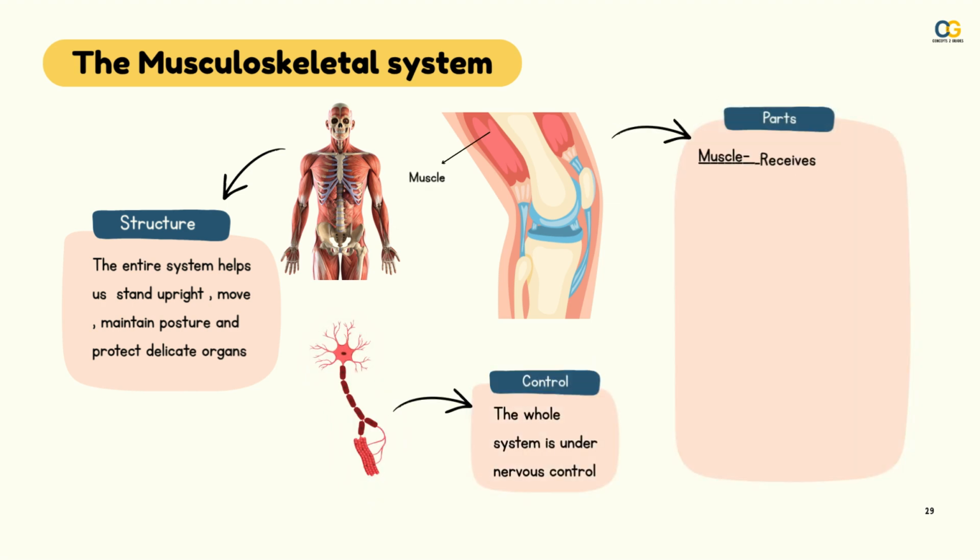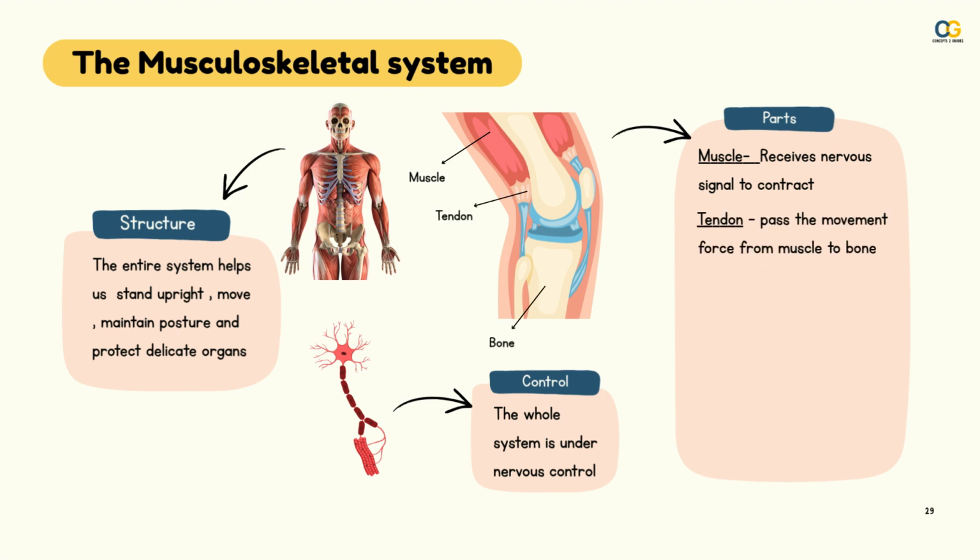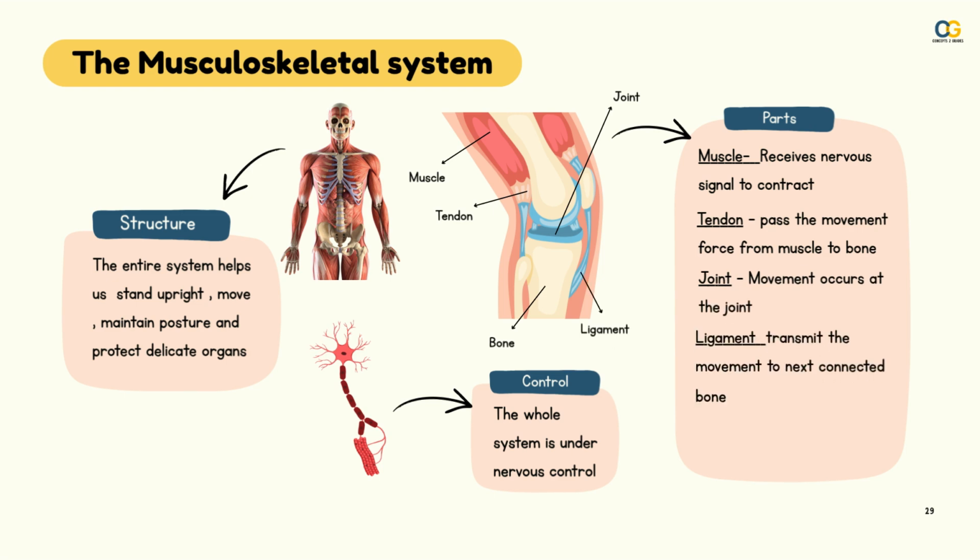So the muscle receives the nervous signal to contract, and the tendon passes this movement force from muscle to the bone. At the joint, this movement occurs and the ligament transmits this movement to the next bone. The cartilage in between the bone provides cushioning during the movement. This is how this system works.